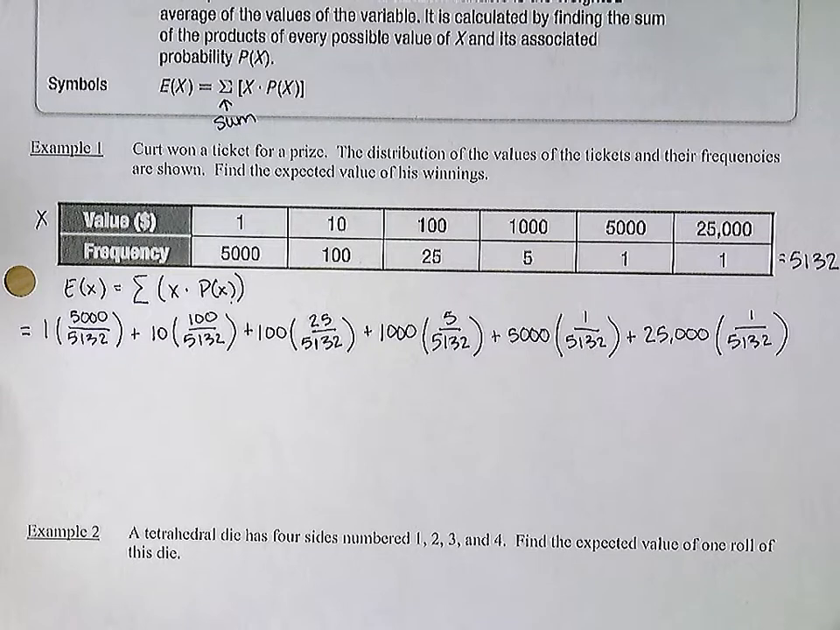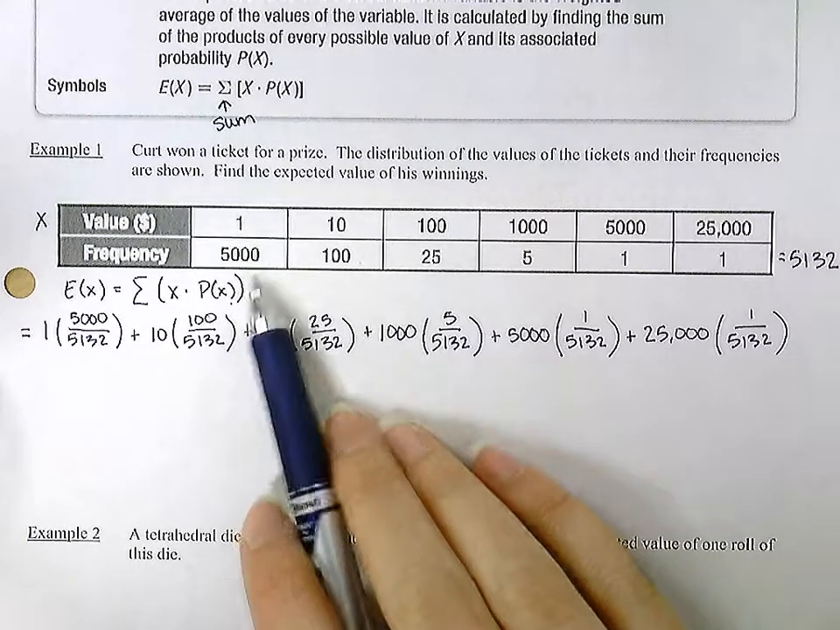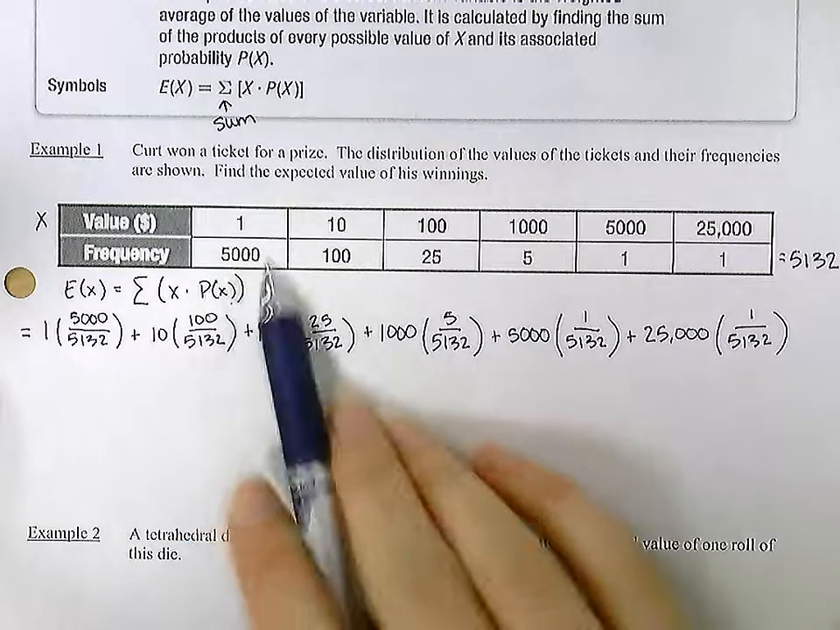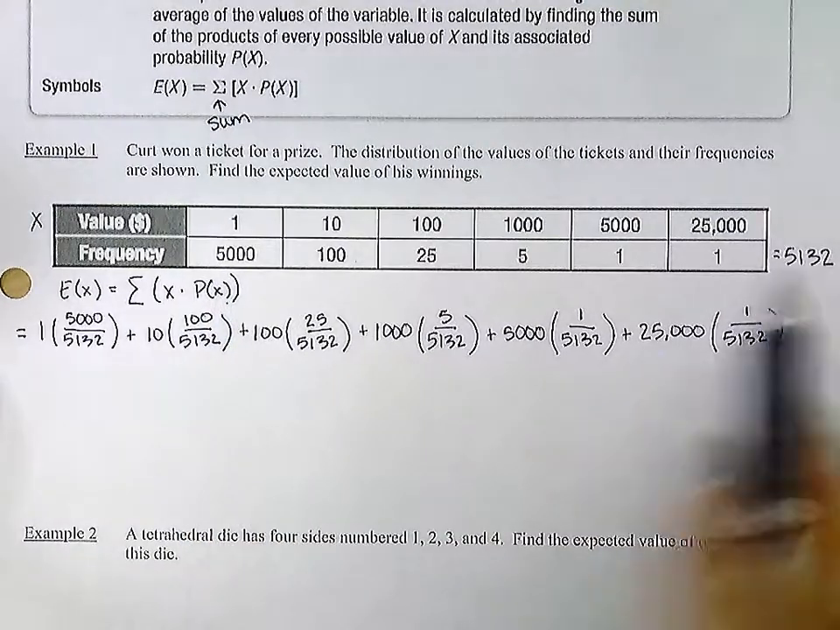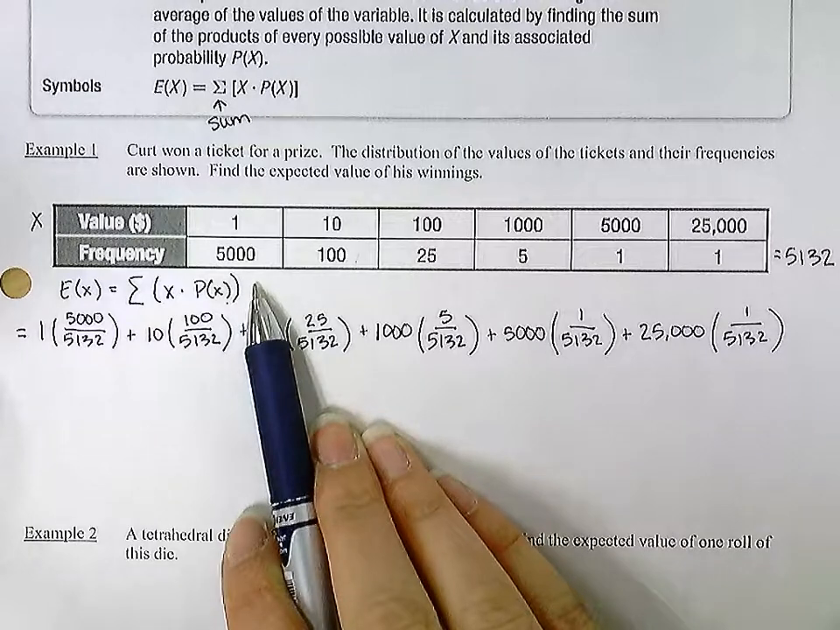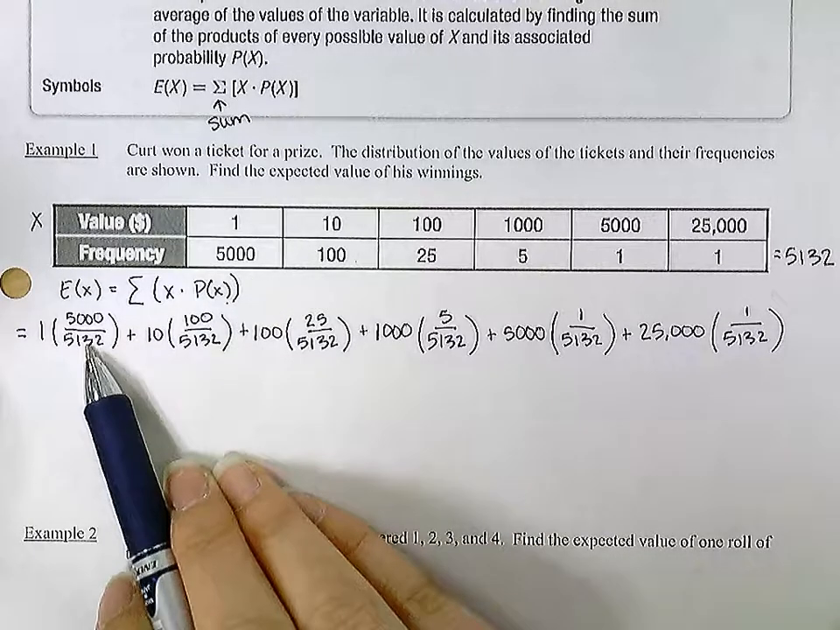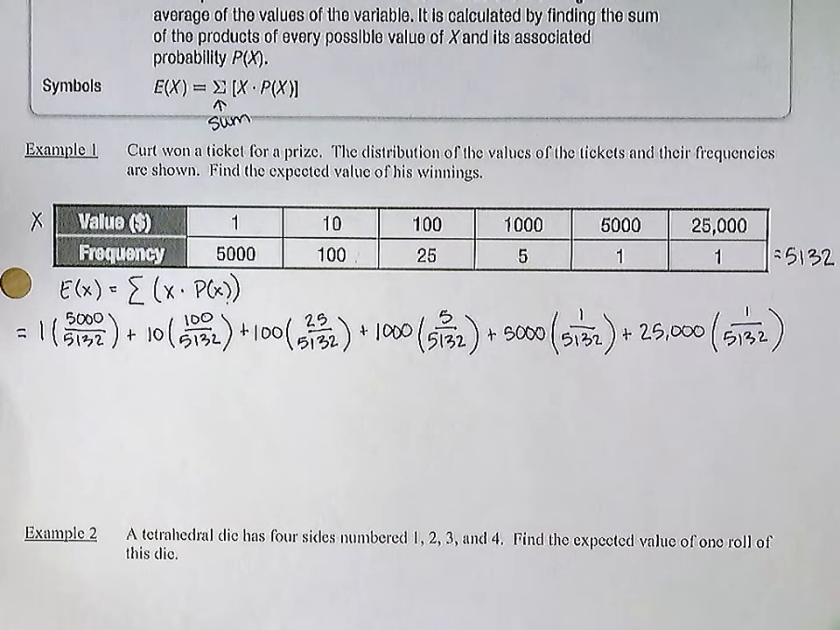If, instead, you don't want to write it as a fraction and you'd rather use a decimal, you can find that probability first. To find that probability, you just take your frequency and divide by the total. You can get that decimal, and instead of plugging in the fraction, you plug in that decimal to multiply by it. From here, all we have to do is take a calculator and find this.